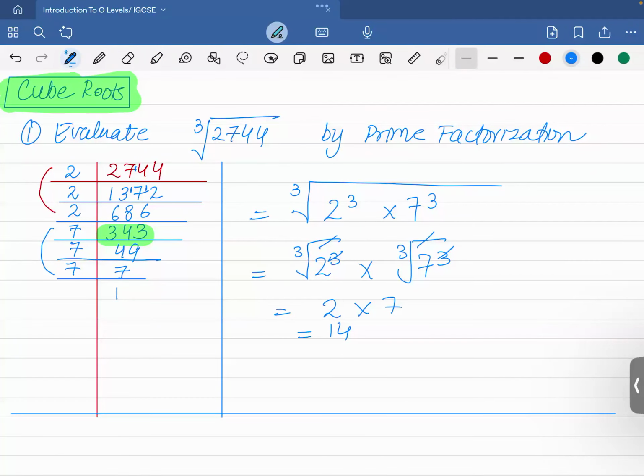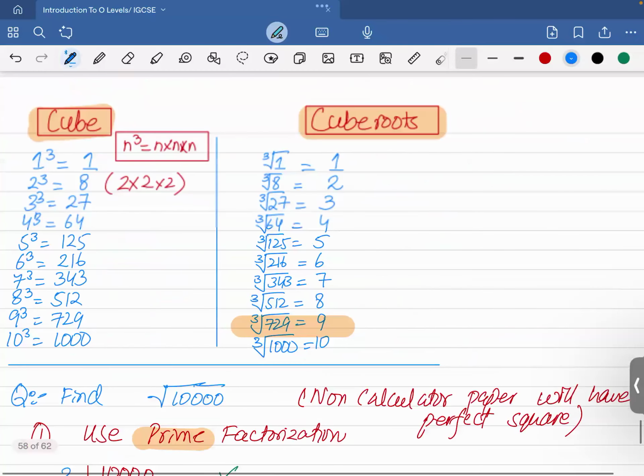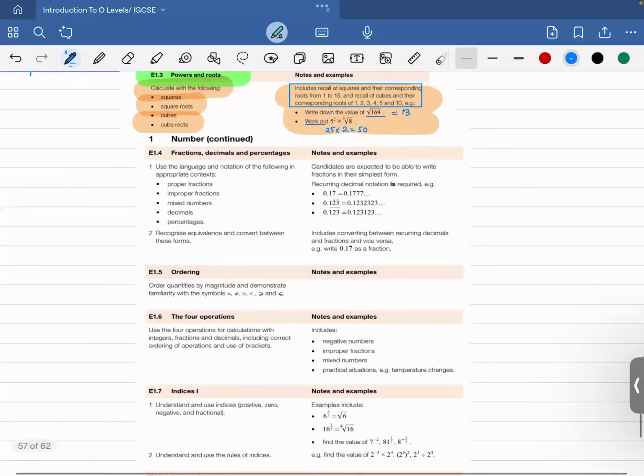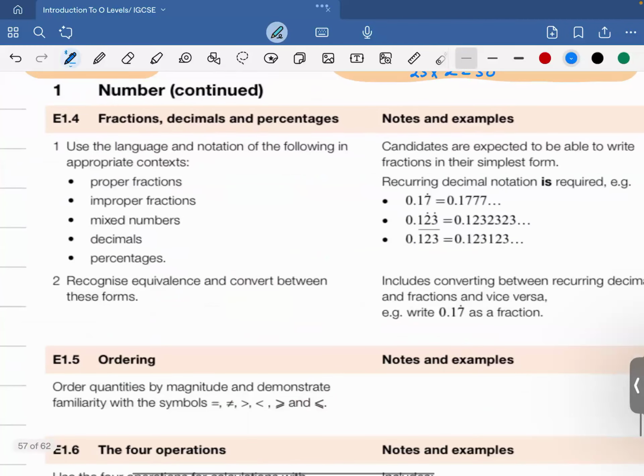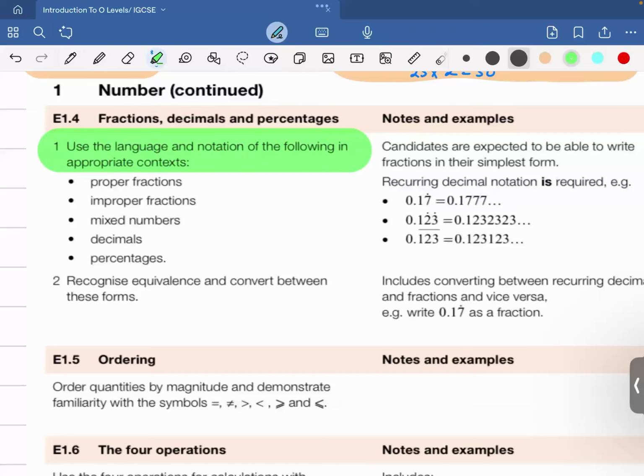No, sir. All right. So let's proceed with the topic here, which is fractions, decimals, and percentages. Now we need to understand what these three things are. According to the syllabus, use the language and notation of the following in appropriate context. You should know what a proper fraction is, what an improper fraction is, what mixed numbers are, what decimals are, and what percentages are. Most of these I have explained already.